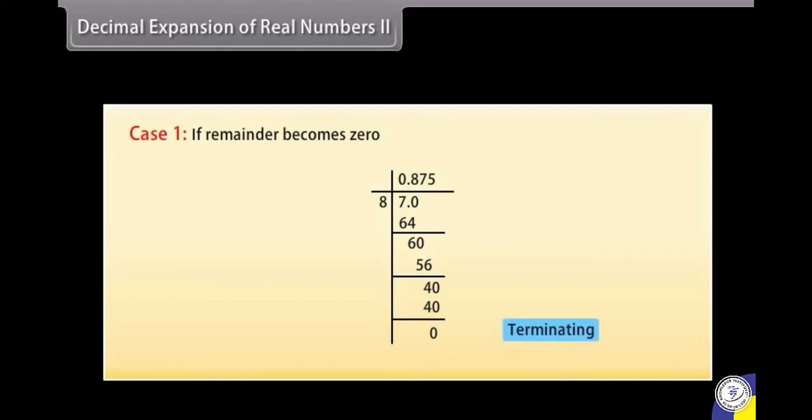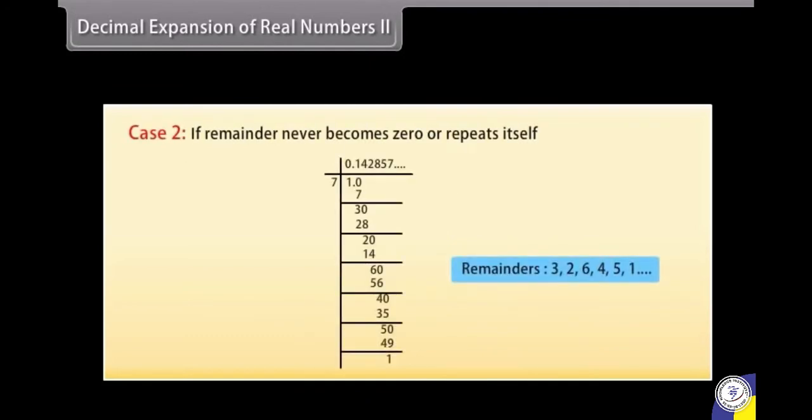Case 1 is, if the remainder becomes 0, then the decimal expansion ends after a finite number of steps. The decimal expansion of such numbers is terminating. Case 2 is, if the remainder never becomes 0 and repeats itself, then the decimal expansion of such numbers is non-terminating recurring.